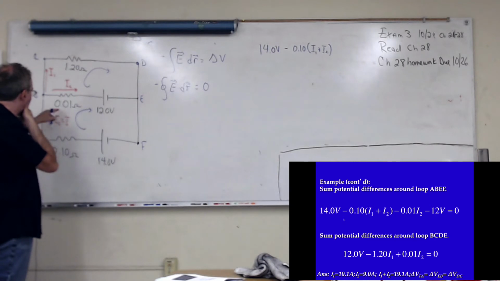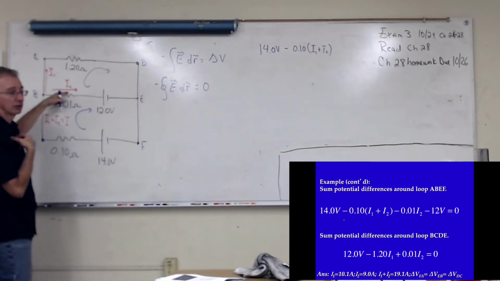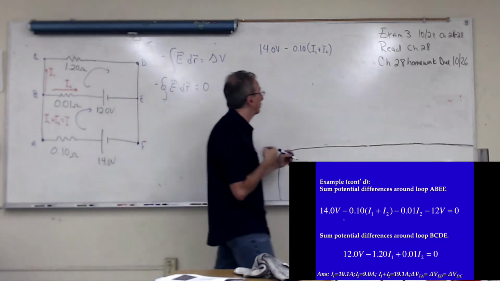I get to this resistor. I'm summing in the same direction as the current, and so that's also going to be a voltage drop. And the current through it is I2.